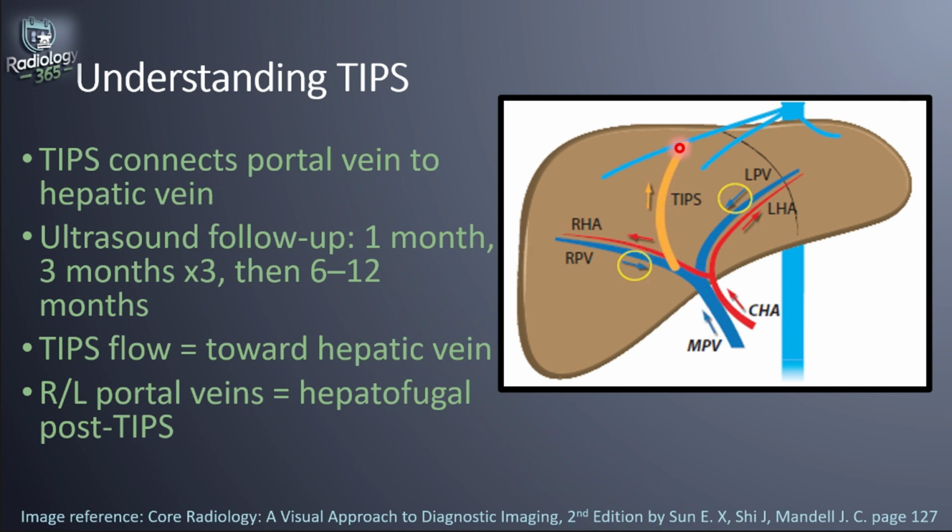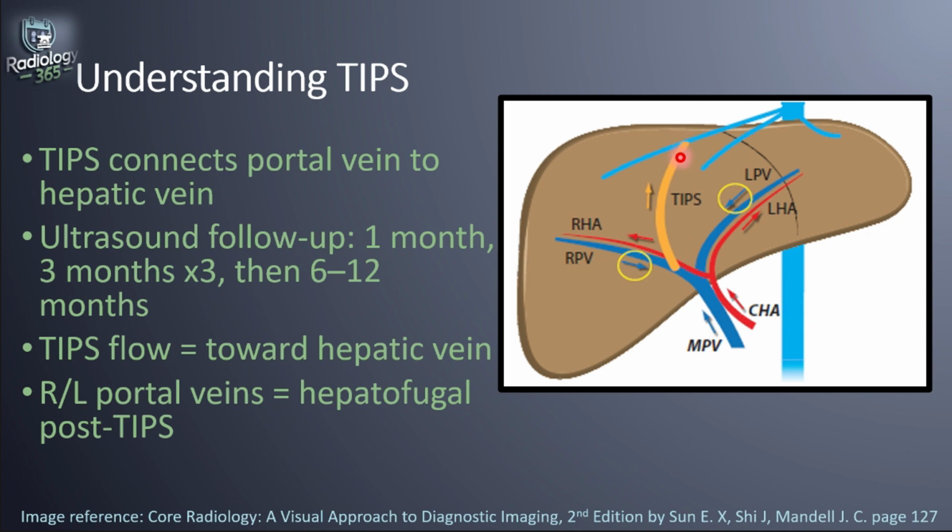Now, ultrasound follow-up is key. We check TIPS flow starting right after it's placed, and then at 1 month, then every 3 months for the first year, then every 6 to 12 months after that. In a working TIPS, the flow goes towards the hepatic vein. So this is the hepatic vein. Flow goes towards the hepatic vein.